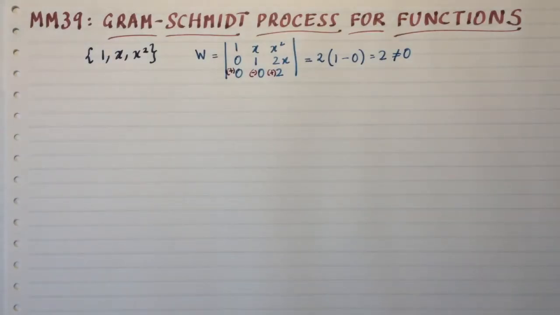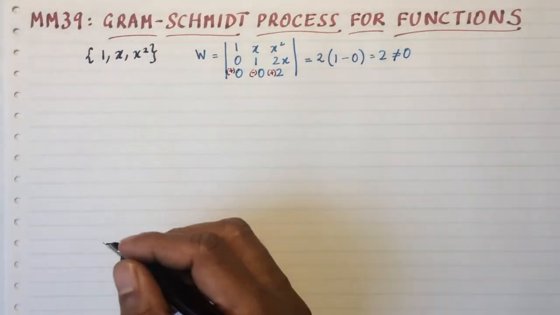It's linearly independent. And once you have linear independence, you can then go about figuring out an orthonormal basis for this. Please don't start doing this without first verifying that you have a linearly independent set. Otherwise, you'll be treading on very thin ice.